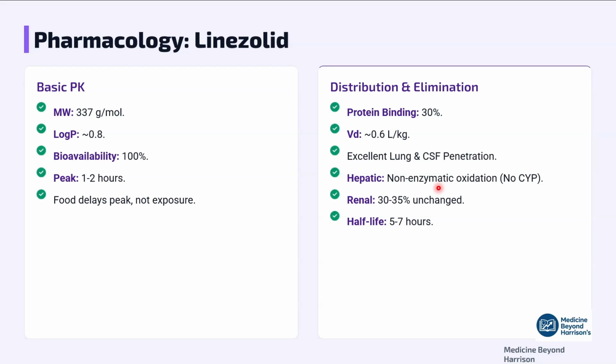It is then degraded by non-enzymatic oxidation, and no cytochrome P450 is involved. In case of renal dysfunction, only 30 to 35% is excreted unchanged through the kidneys, so it's not a major issue. Half-life is 3 to 7 hours for linezolid.